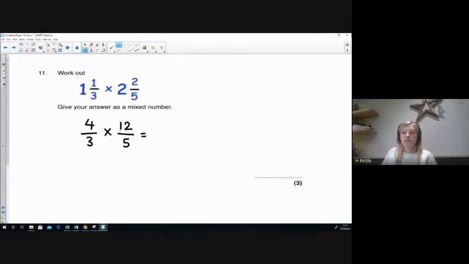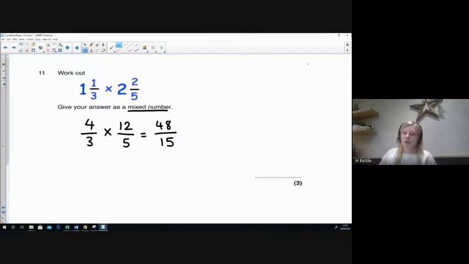Now, to times this, again, we're going to do the numerator times the numerator. 4 times 12 is 48. And 3 times 5 for the denominator is 15. Now, we're not going to leave our answer like that. It says give your answer as a mixed number. So we need to say, how many 15s go into 48?